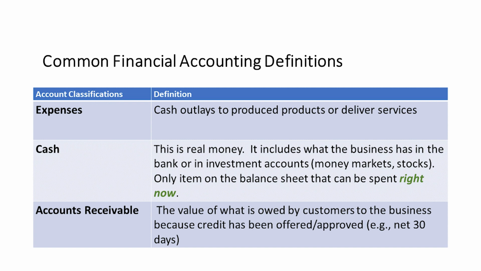Our next three: expenses, cash, accounts receivable. Expenses represent the money that is leaving the business. We call it the outlays to produce a product or deliver a service.